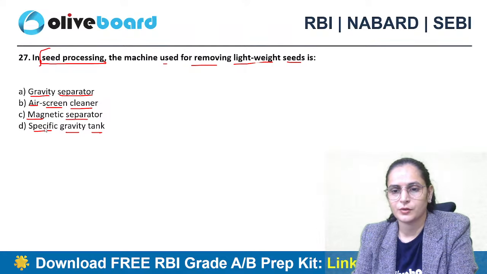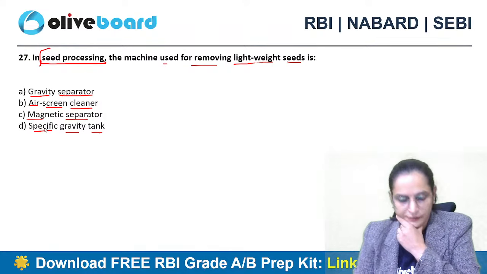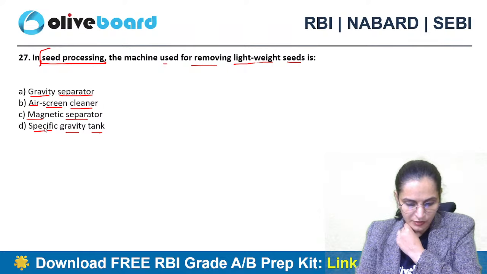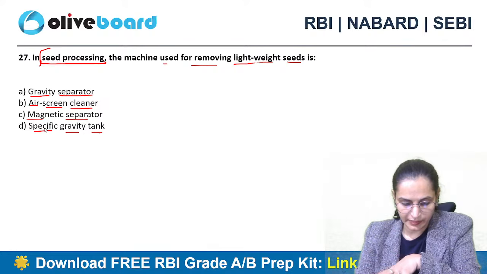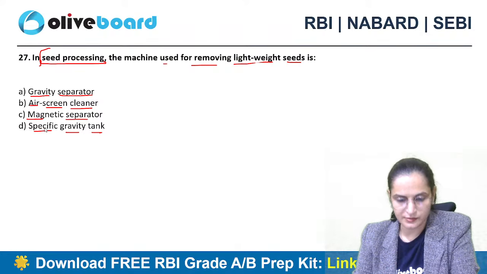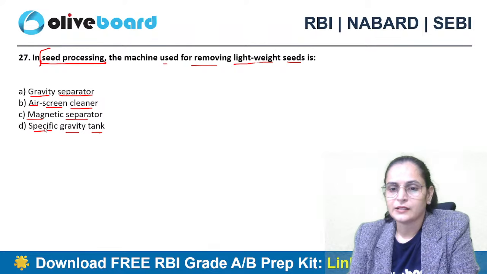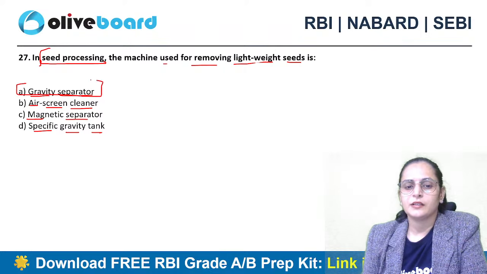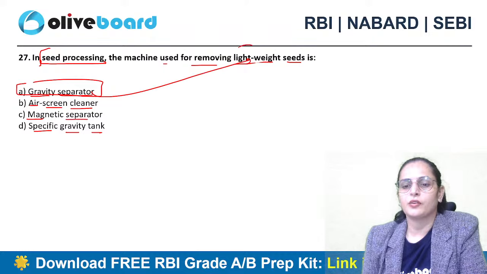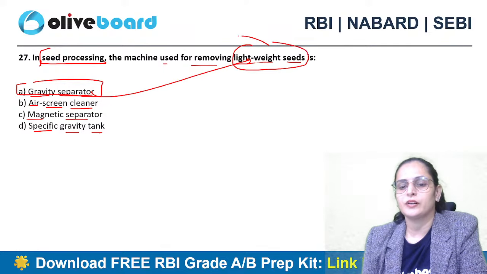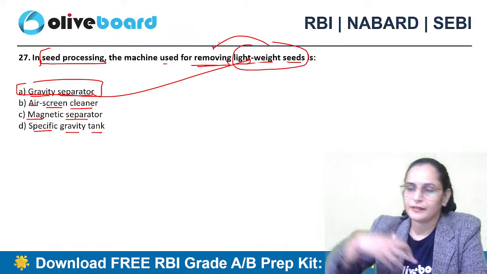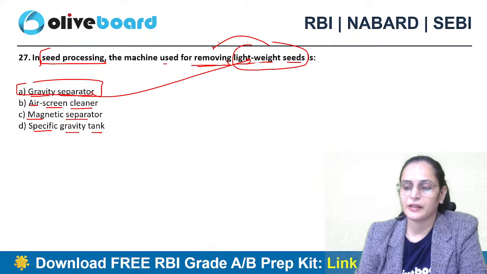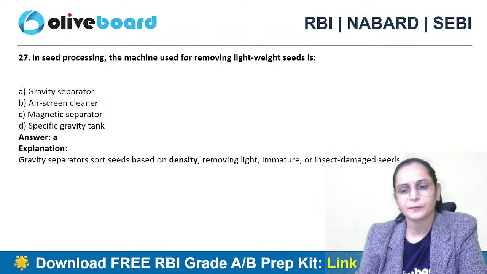Right answer for question number 27. For the 27th, A is the most appropriate answer. Yeah, most of the students had given the right answer for it. Very happy that everyone had given the right answer. The right answer for the question is obviously the gravity separator, because the term is clearly mentioned here. You're talking about lightweight seeds. You are removing the lightweight seeds. So under gravity they will flow, and they will not have any impact of gravity, right?